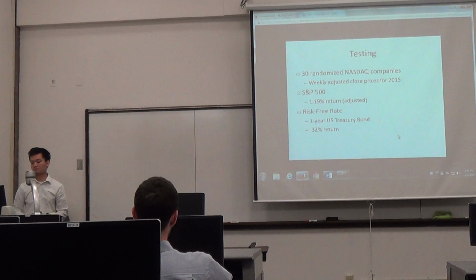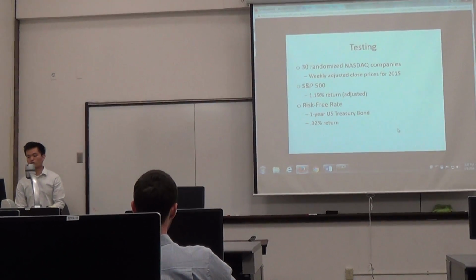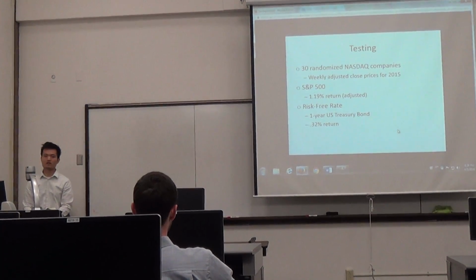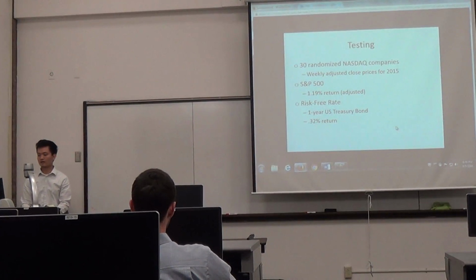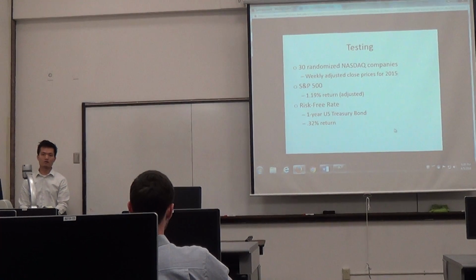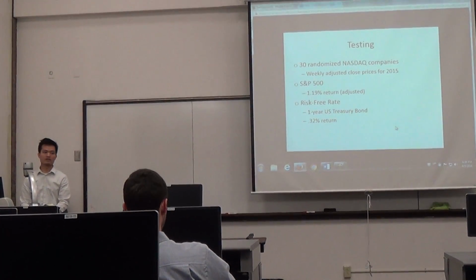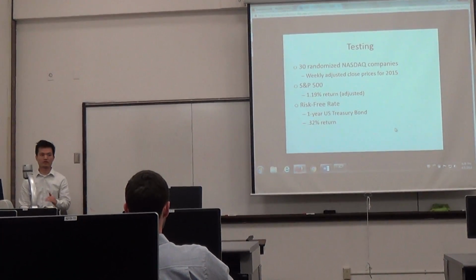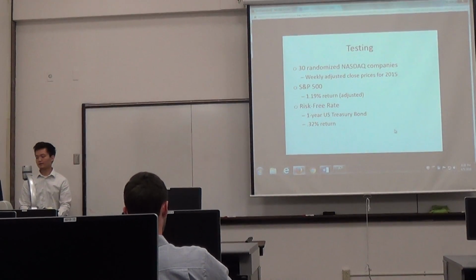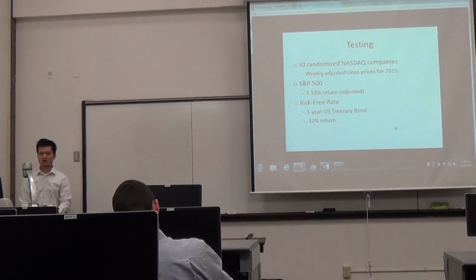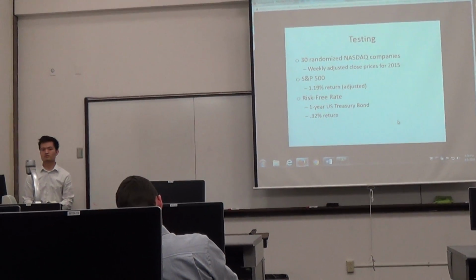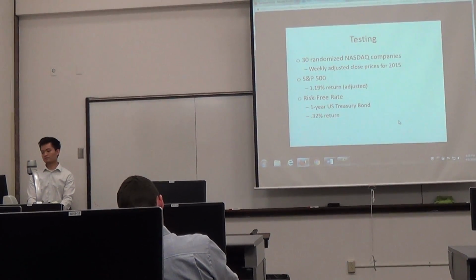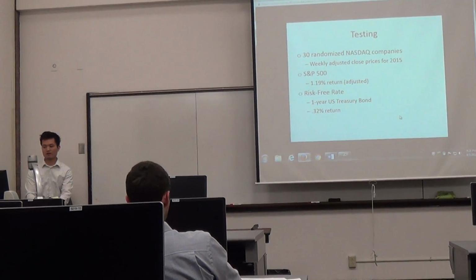So to test out the SML, I had to choose 30 randomized NASDAQ companies. I obtained a full list from their website. I assigned a number from 2 through 3,091 to each stock, and I used a random number generator online and pulled up those 30 random numbers. As an index, I used the S&P 500.